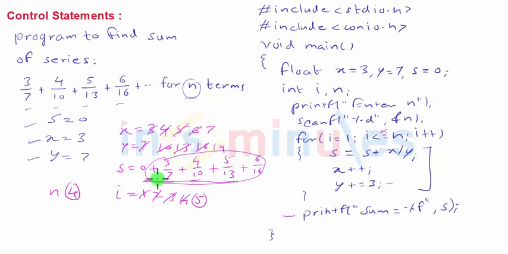The program will actually do the summation of these numbers, 3 by 7, 4 by 10 and all, and display some number as a floating point number.